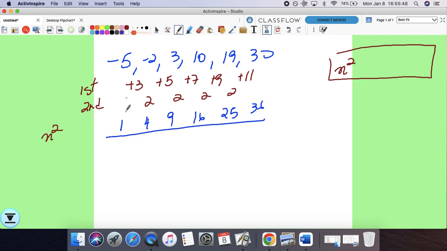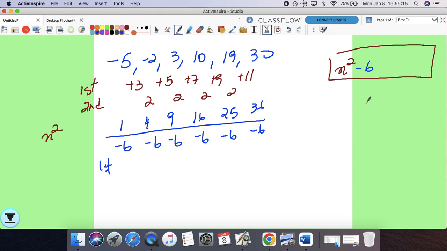Let's subtract. Negative 5 minus 1 is negative 6. Negative 2 minus 4 is negative 6 again. 3 minus 9 is negative 6. Negative 6, negative 6, and negative 6. So again, if you find the first difference, it's going to be plus 0, plus 0, plus 0, plus 0. So our expression, actually, we don't even have to do that. It's negative n squared minus 6.